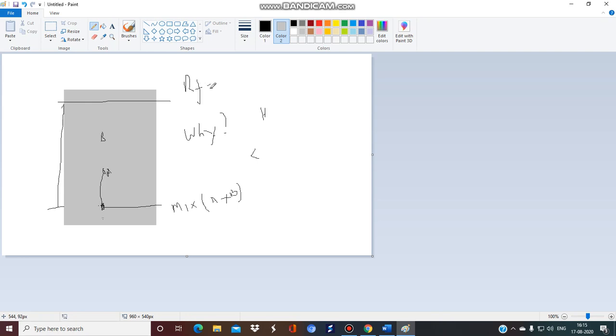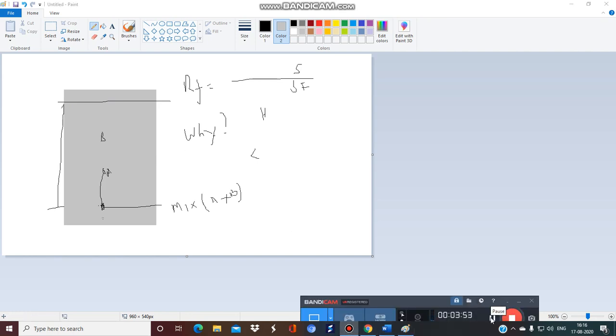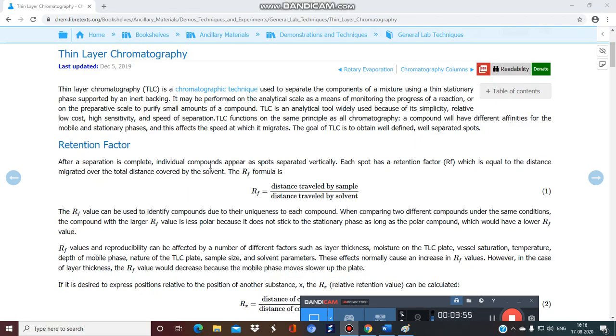Now let's talk about the RF value. It is the ratio of the distance traveled by this spot, divided by the distance traveled by this point, known as the solvent front. And what is the solvent front? The solvent front is the distance from the application of the spot to the point up to which the mobile phase actually ran on the plate. So the RF value is the distance traveled by the spot divided by the distance traveled by the solvent front.